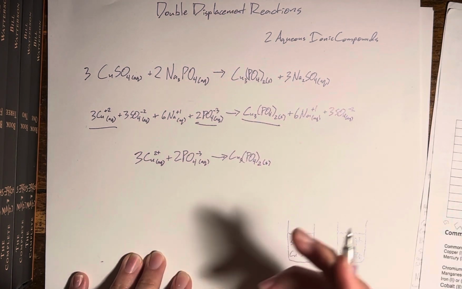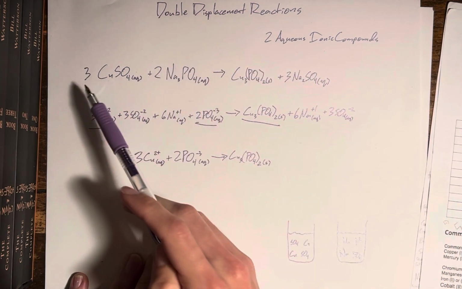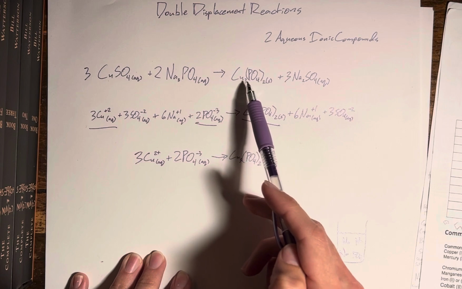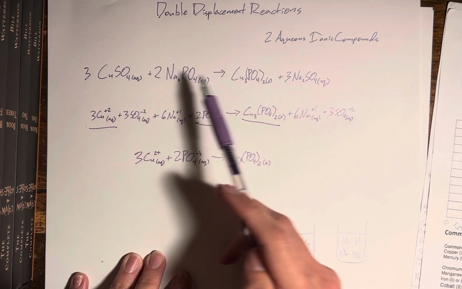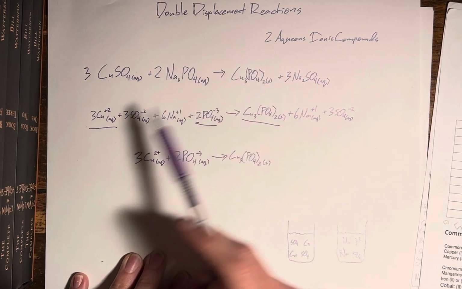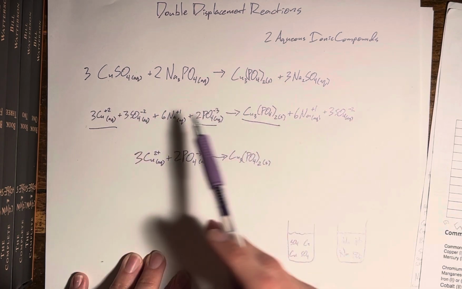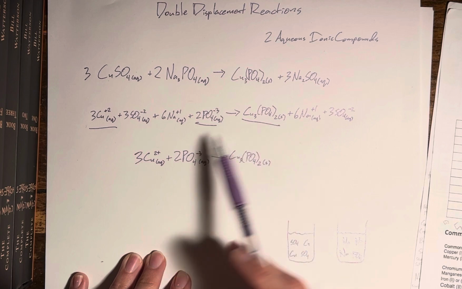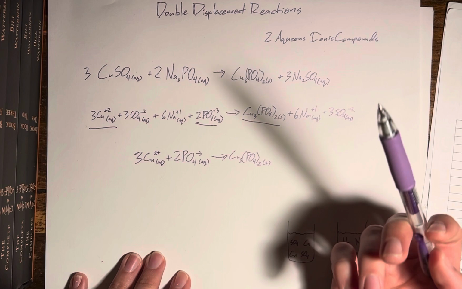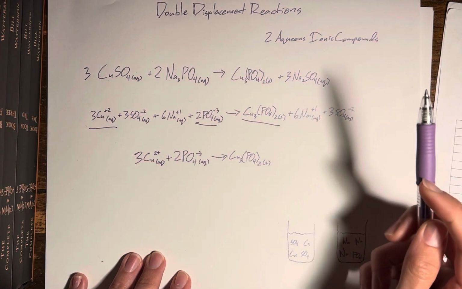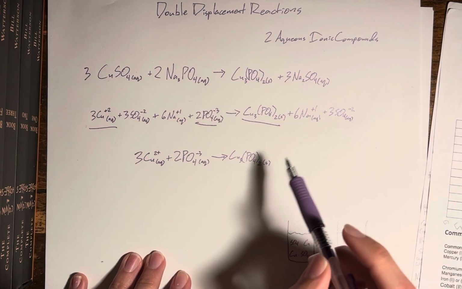And there we go. We can double check our work by making sure all of our numbers of our elements are the same. So on this side, we have 3 copper, 3 copper, 3 sulfate, 3 sulfate, 6 sodium, 6 sodium, 2 phosphate, and 2 phosphate. Same thing over here. Copper, copper, sulfate, sulfate, sodium, sodium, phosphate, phosphate, and here as well. And there we have it. That was a double displacement reaction, how to identify one and how to balance their equations and how to figure out what precipitates at the end.